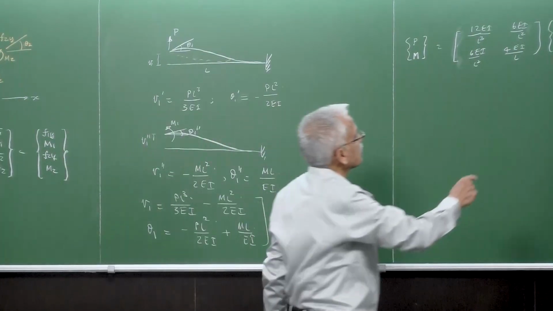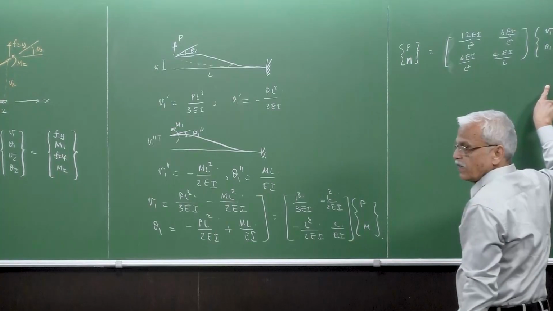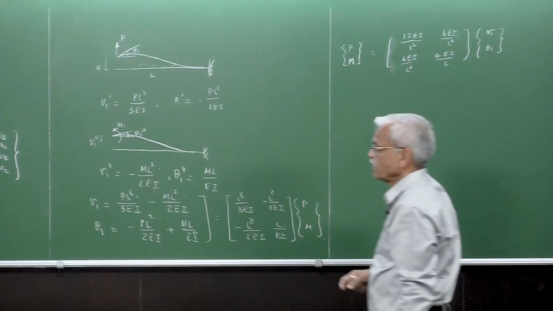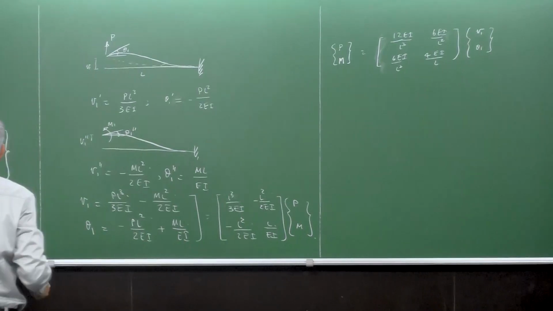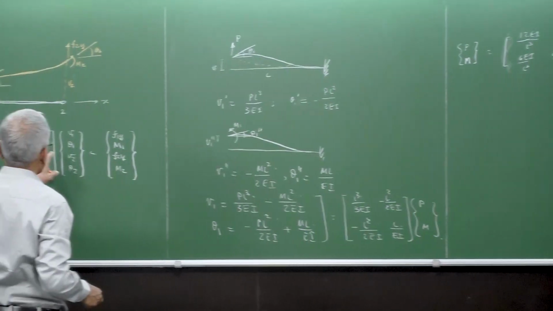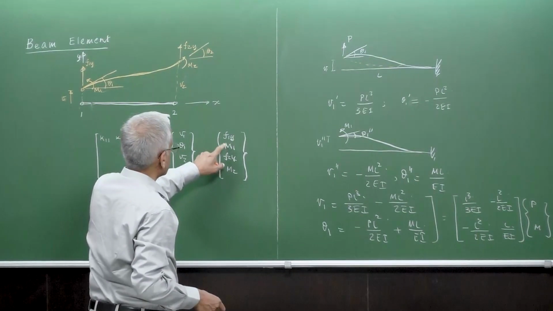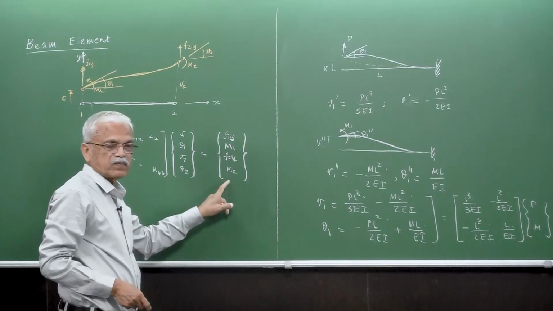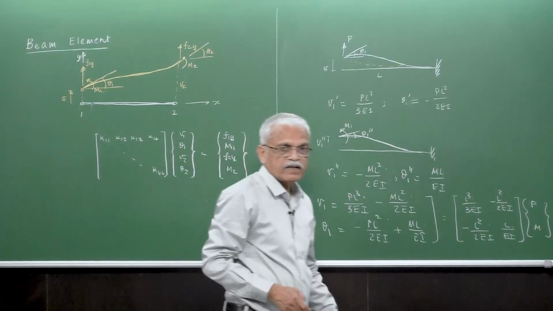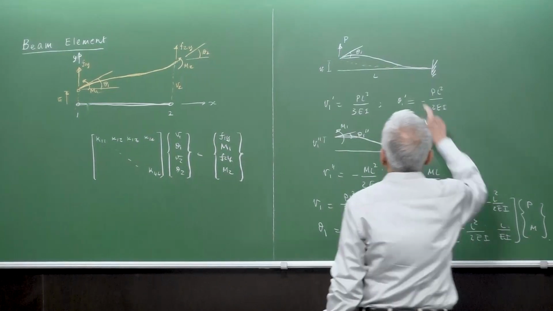So what happens to the other one? So the other V2 and theta 2 are 0. V2 and theta 2 are kept 0. And then these are put 0. And then we try to find out what is necessary for F1y and M1. What about F2y and M2? So F2y, for example, what will be the value?